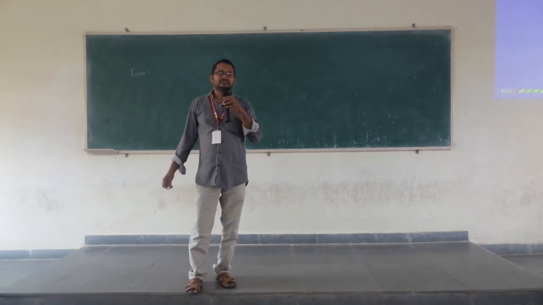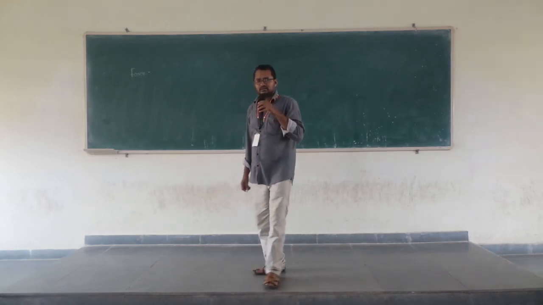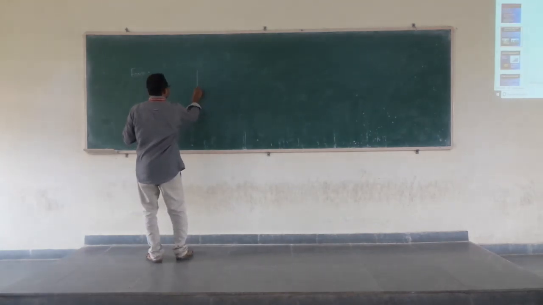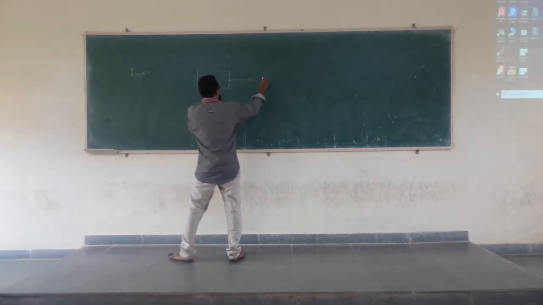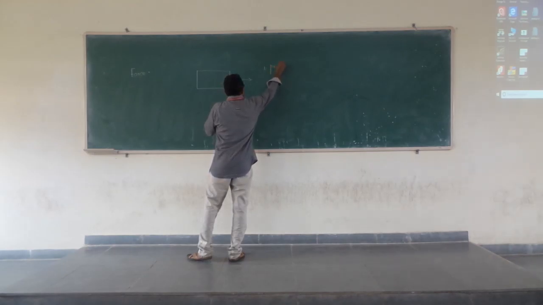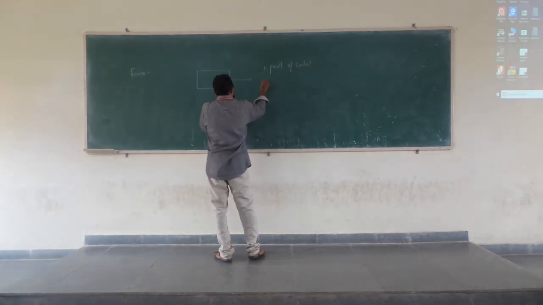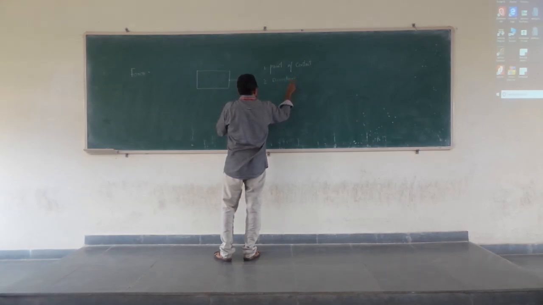Force is an external thing which tends to change the state of motion of the body. It can be represented, and when we are going to represent it, we should have four things. First one, point of contact; second, direction; third, nature; and fourth, magnitude.